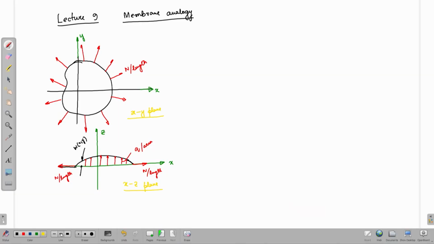Welcome back to lecture 9 of aerospace structural analysis. We will continue with the membrane analogy that we started in the last class. So, membrane analogy, as I mentioned, is a technique similar to a technique which can be used to solve the problem of torsion of circular cross section shaft, as we have done using Saint-Venant's theory and Prandtl stress function.